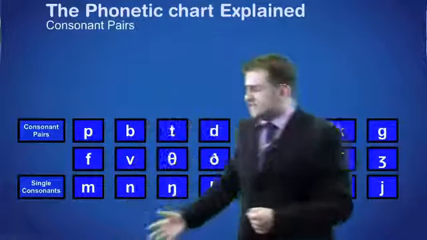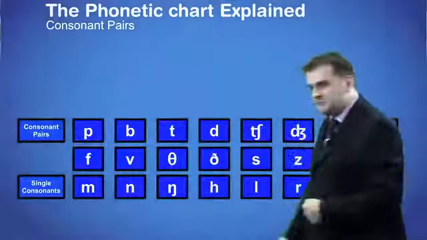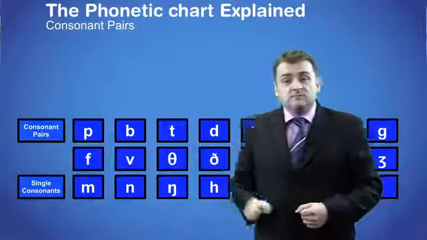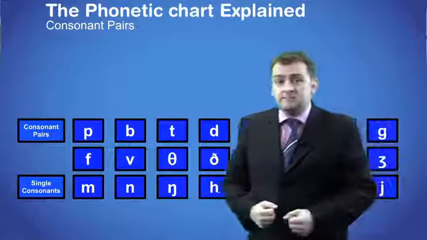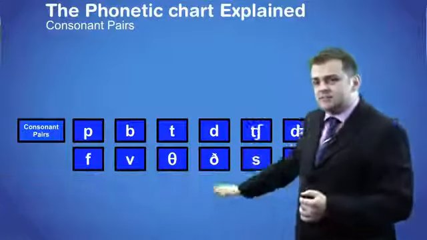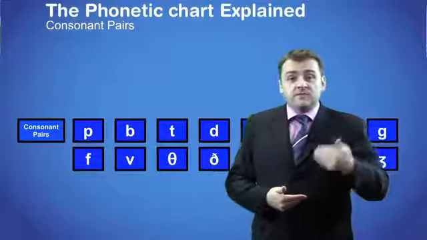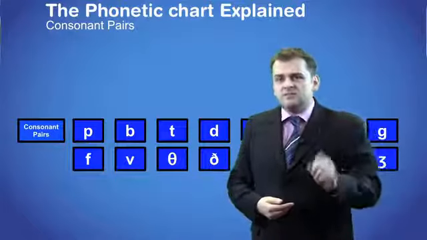The third section is the consonant sounds. The first 2 rows are sometimes called consonant pairs. This is because the sounds of each pair are produced in a very similar way. Let's look at the first pair.